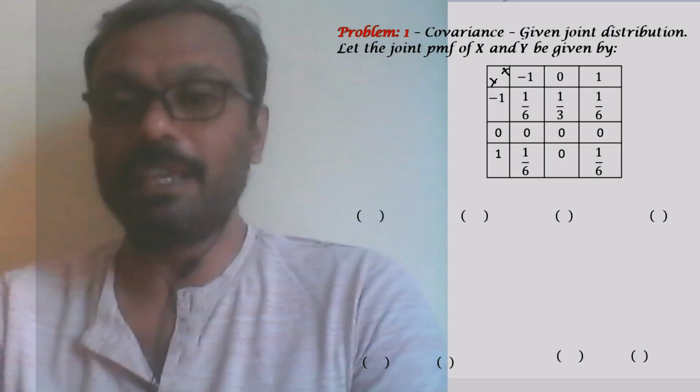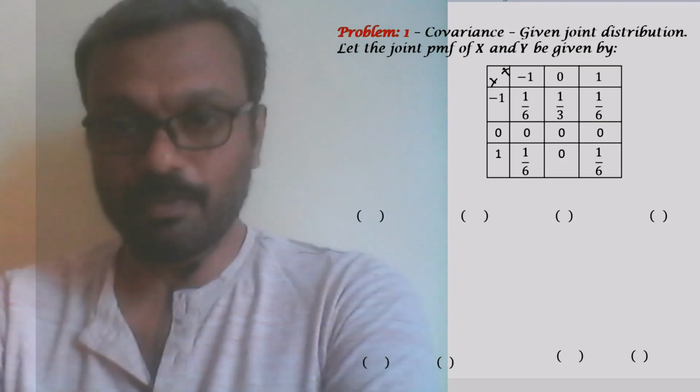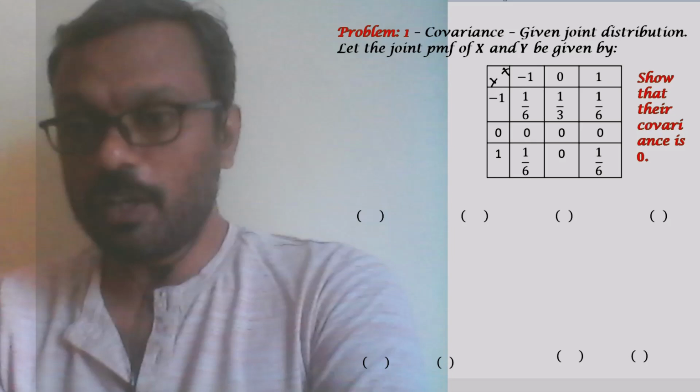The probability that x takes 0 and y takes minus 1 is 1 by 3, and we also know how to compute the marginal distribution of x and y. So based on this, now we are asked to show that their covariance is 0. Okay, now let us find the covariance.